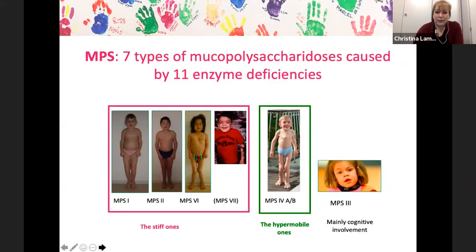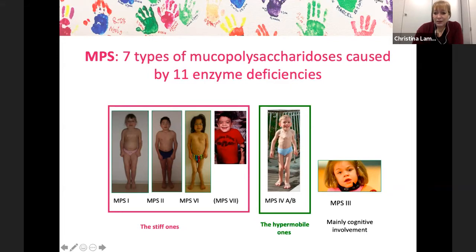And in order to make it a little bit easier to make a diagnosis from the appearance of the patients, I grouped the patients into the stiff ones, which means MPS 1, 2, 6, and 7. In contrast to that, we have mucopolysaccharidoses that have hypermobile joints, like MPS 4A and B. So you see the difference. Actually, the stiff ones are very difficult to differentiate, and the Morquio patients are a little bit different from the others.